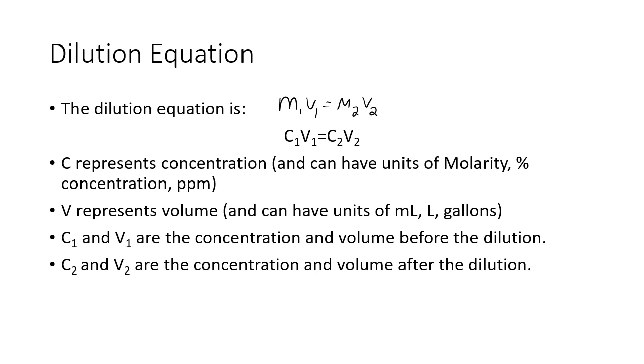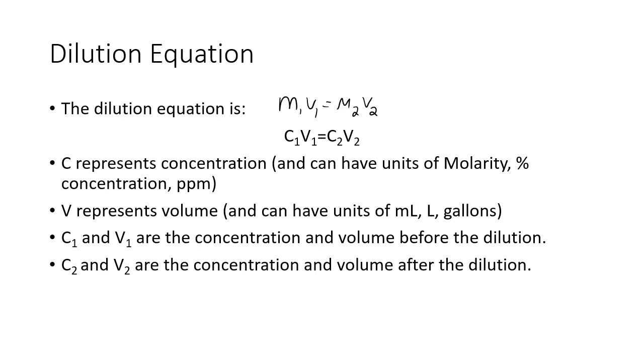So C represents the concentration, and it can have units of molarity, percent concentration, parts per million, parts per billion, parts per trillion. All of those would be concentration units. V represents volume, and that can really have any units that it wants. It could have milliliters, liters, gallons.